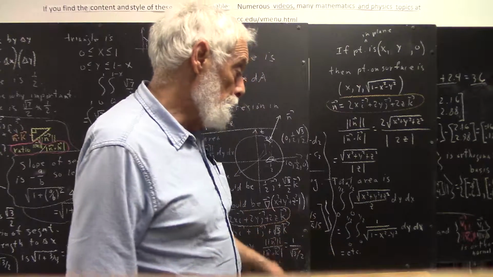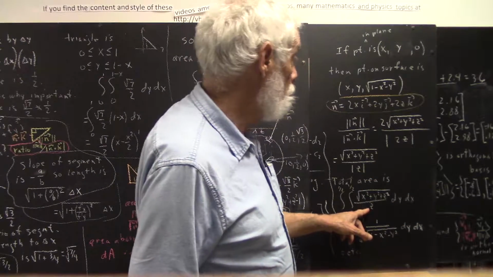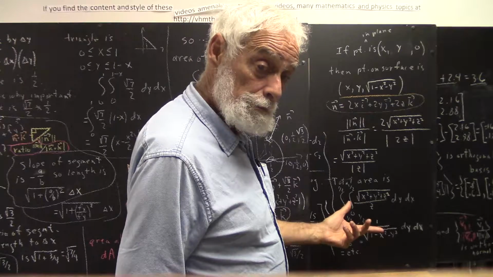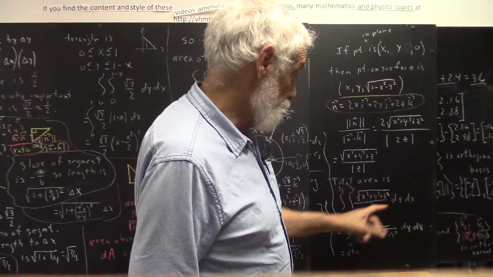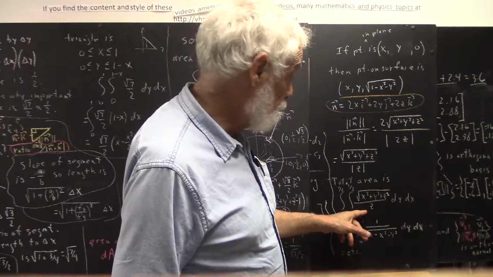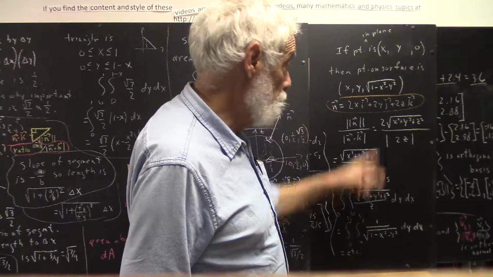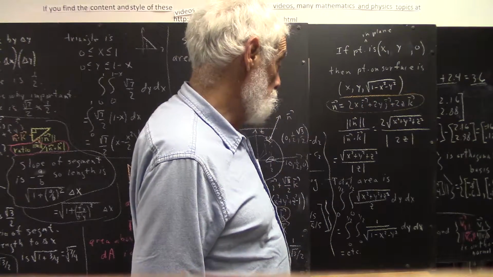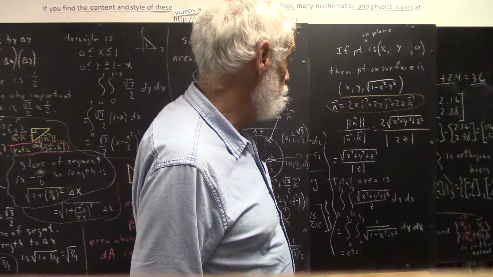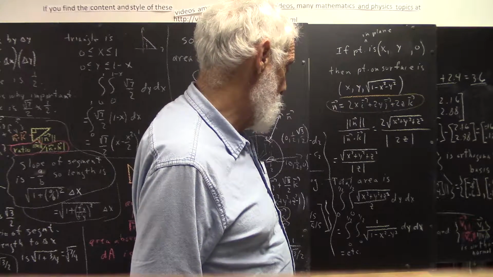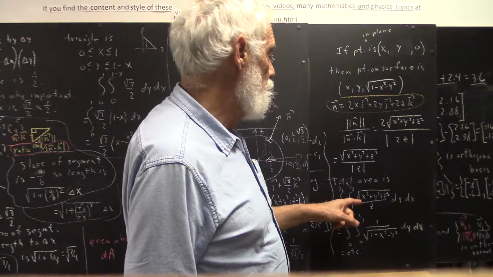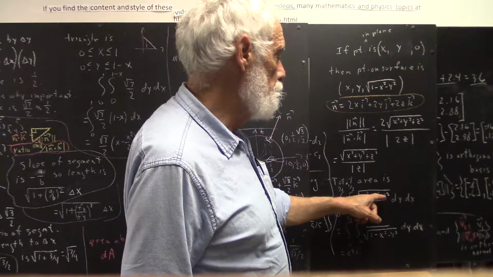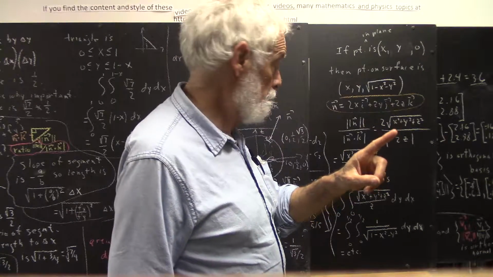Now, we have a problem. We can't integrate this because z depends on x and y. So we can't just treat z as a constant. So what do we do? Well, we know that z is the square root of 1 minus x squared minus y squared. And we also know that the square root of x squared plus y squared plus z squared is 1.